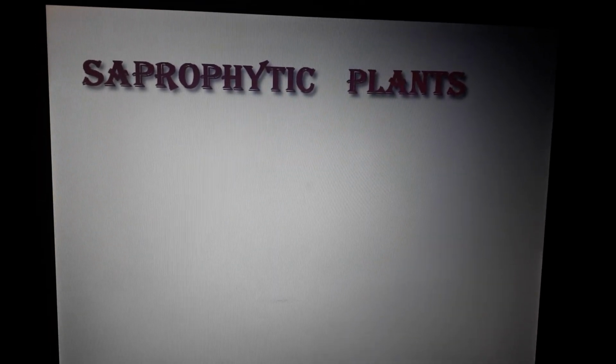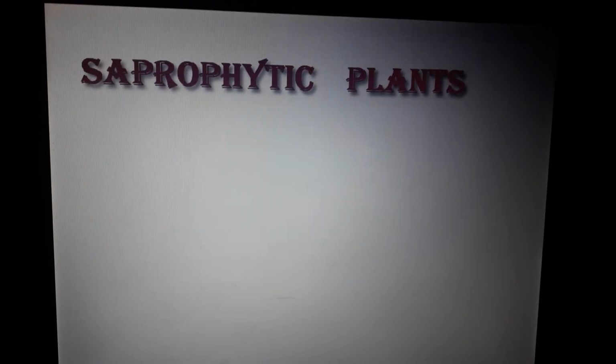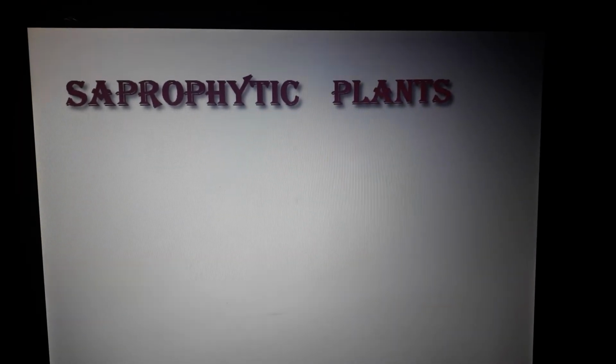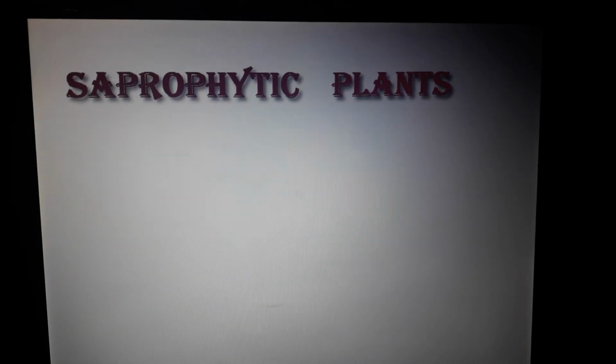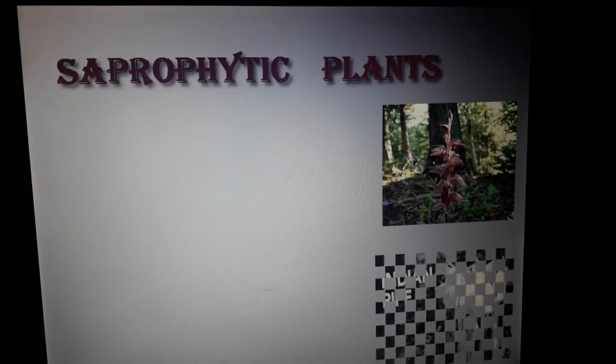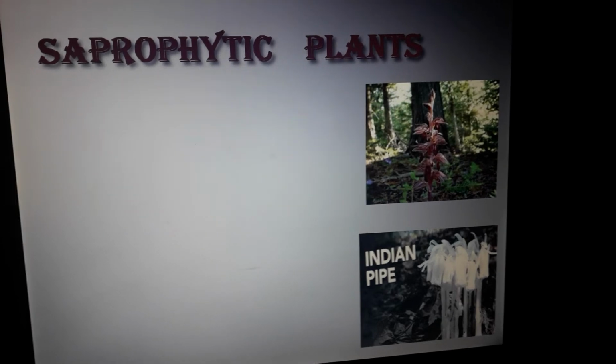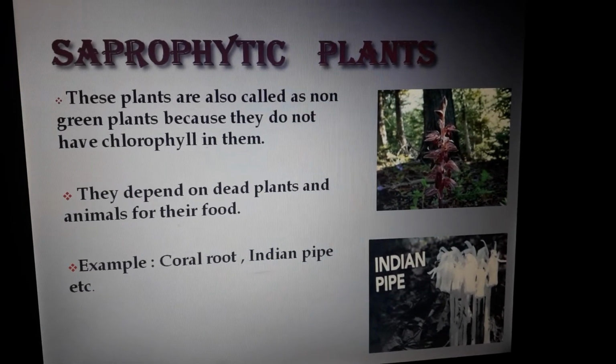Next is saprophytic plants. Saprophytic plants are also called non-green plants. Now non-green plants are those plants which cannot make their own food. Why? Because they do not have chlorophyll in them. They are of some different colors. Now let's read out their adaptations.